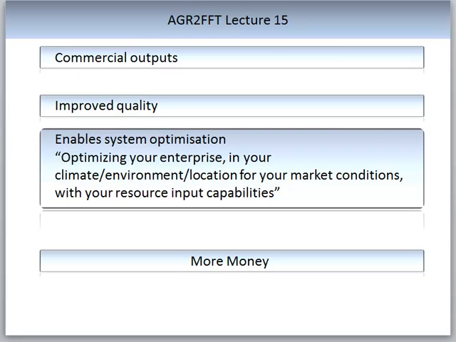Other commercial outputs include that in some industries it claims to and can improve quality. Importantly, it enables system optimization, or at least the potential for system optimization. And what we mean by this is it optimizes your enterprise in your climate or environment or location, or your market conditions with your resource input capabilities. And all of this, and perhaps the most important claim for this type of technology, is that it will make you more money.